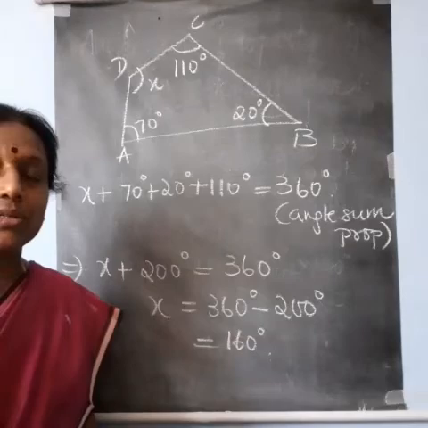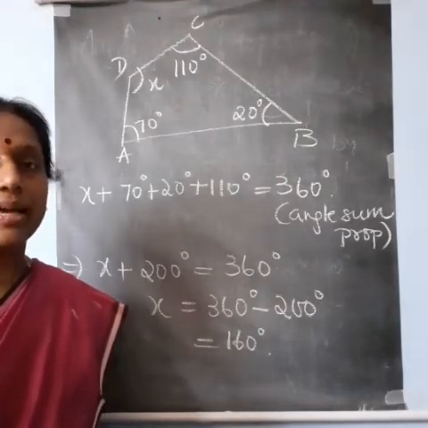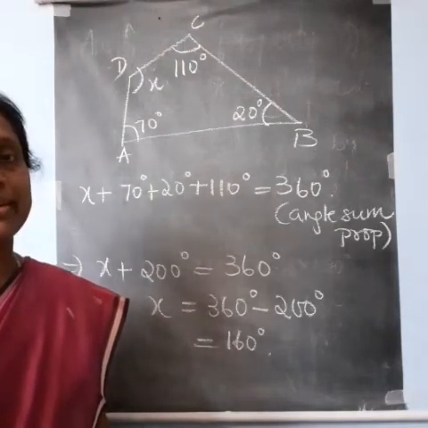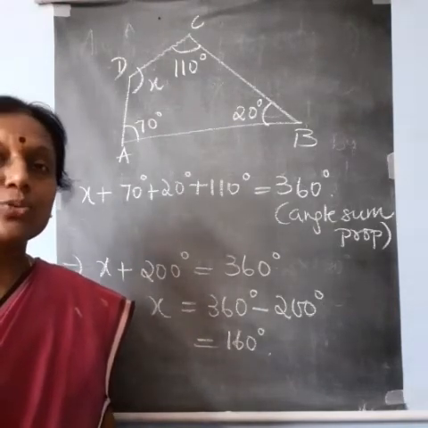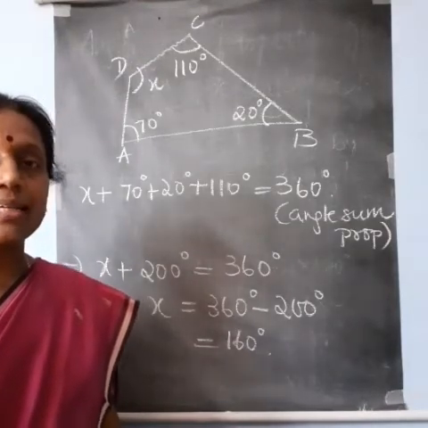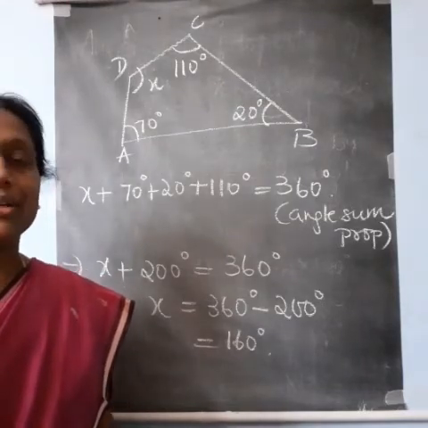Yes, have you understood? I'll give you some sums for homework based on unknown angles, to find unknown angles in triangles and quadrilaterals, as well as using the formula n minus 2 into 180 to find the total angle sum property of any given figure.